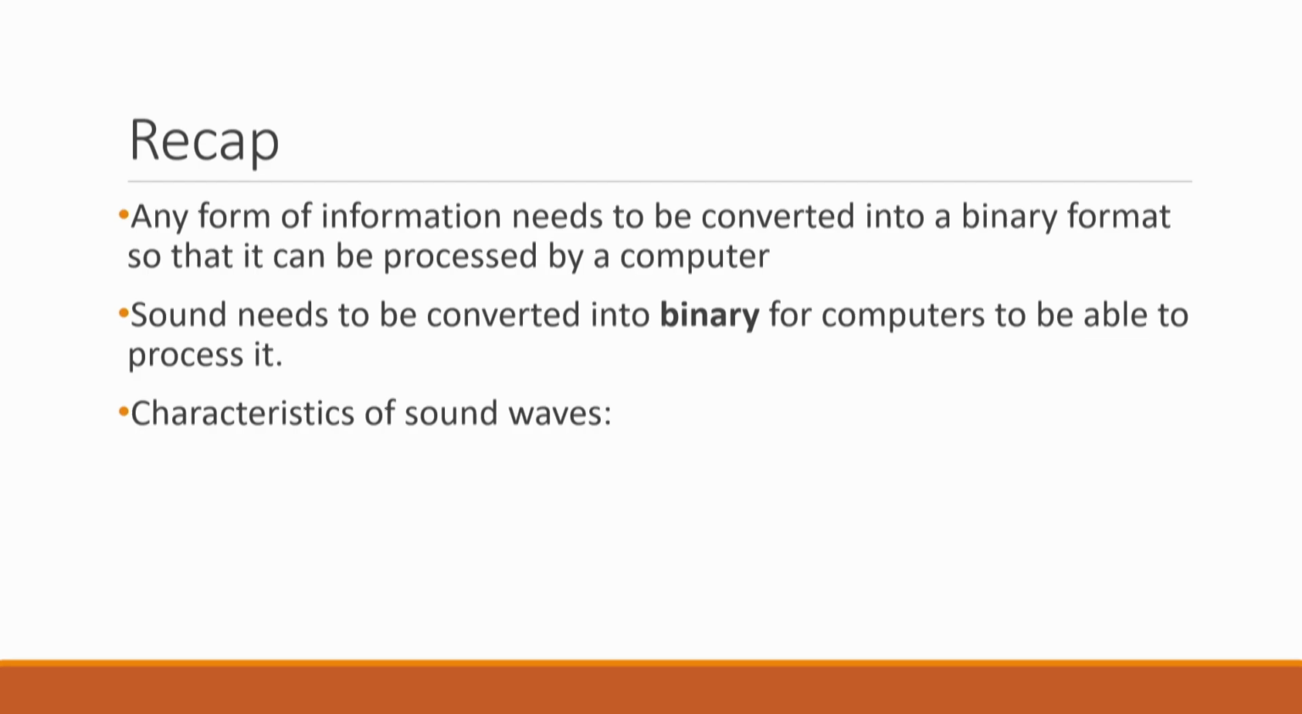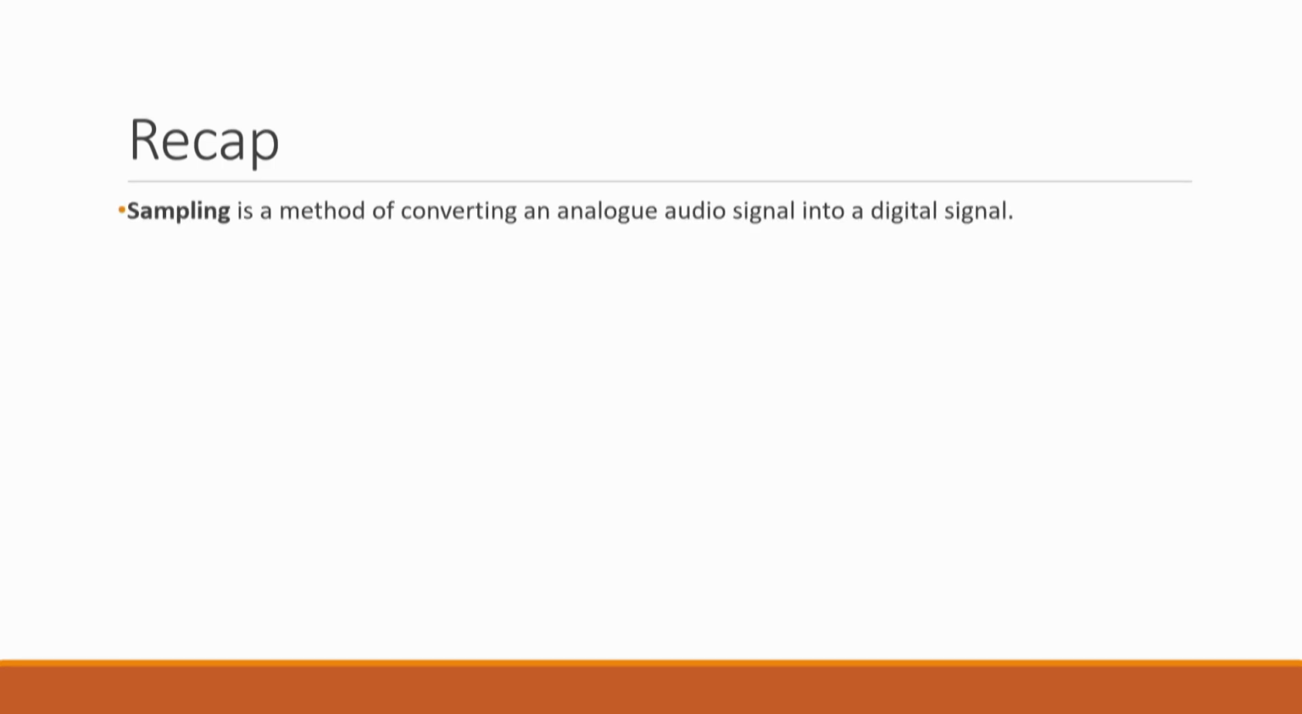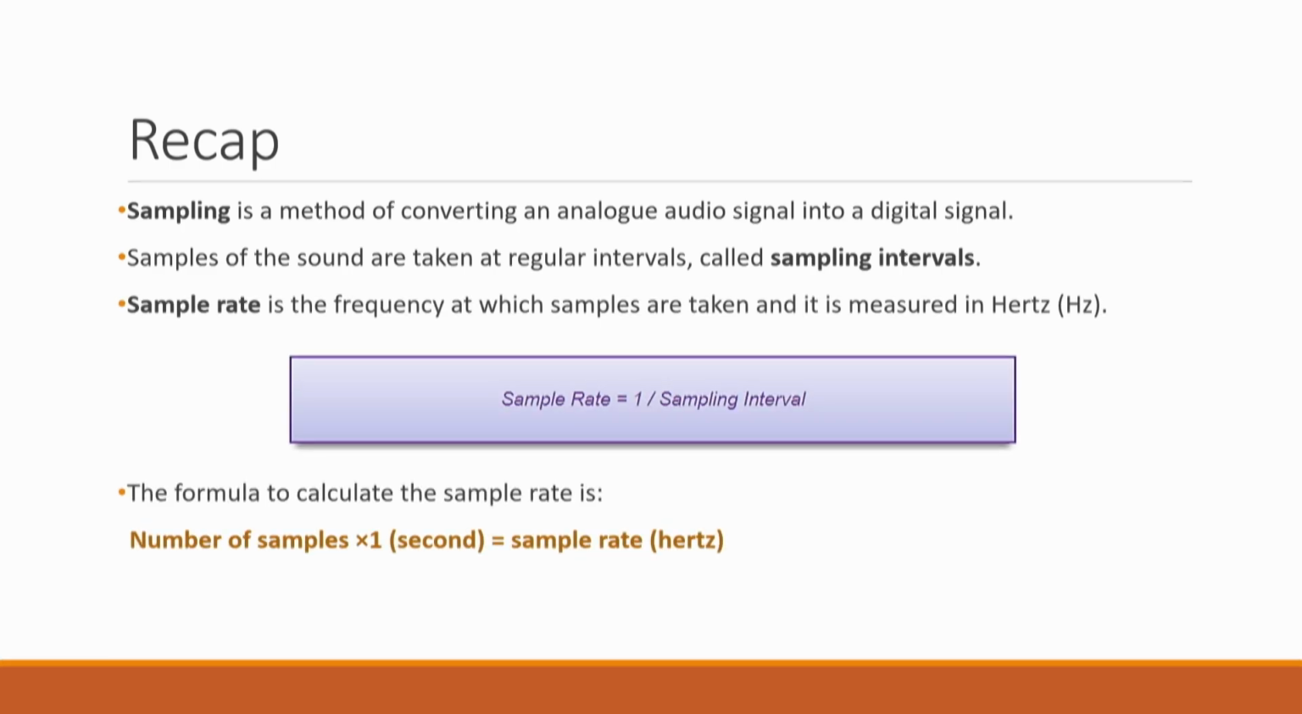Some characteristics of sound waves are amplitude, that we perceive as volume, frequency, that we perceive as pitch, and duration, that is, the length of time the sound lasts. Sampling is the first step in the process of converting a continuous analog signal to a sequence of digital numbers. While sampling a sound wave, the computer takes measurements of this sound wave at a regular interval called sampling interval. The sample rate, measured in hertz, is the number of samples in 1 second.